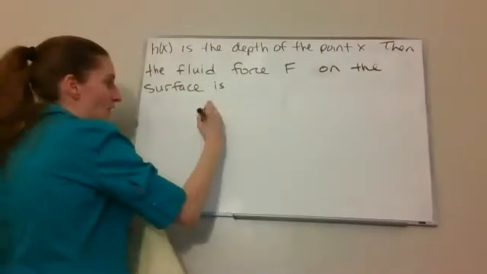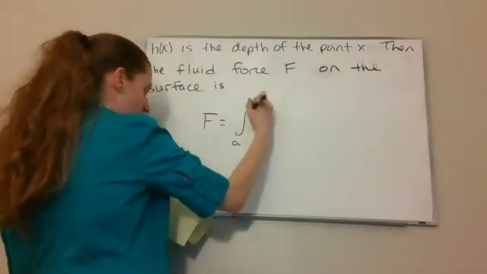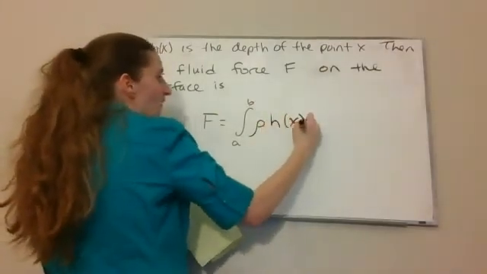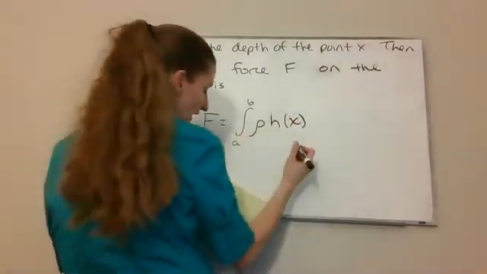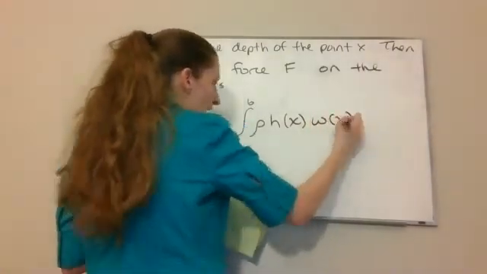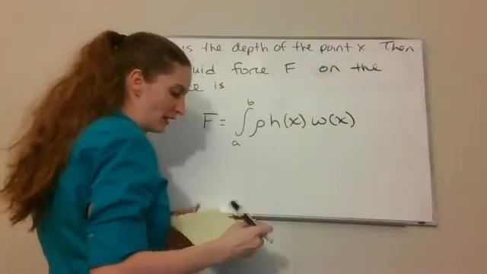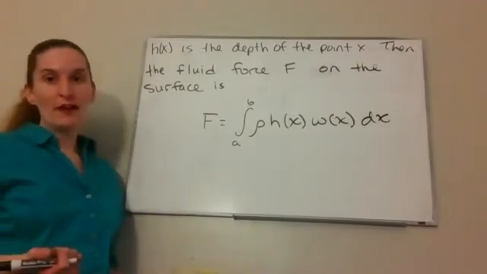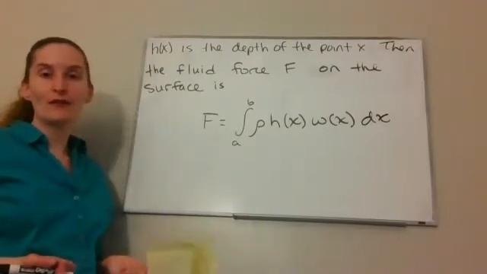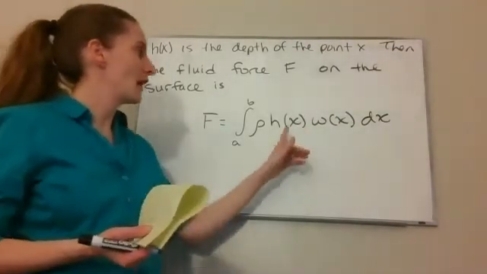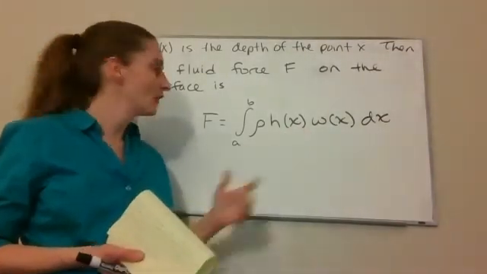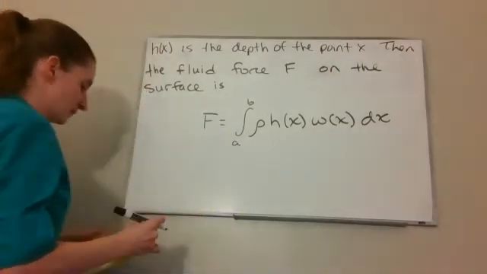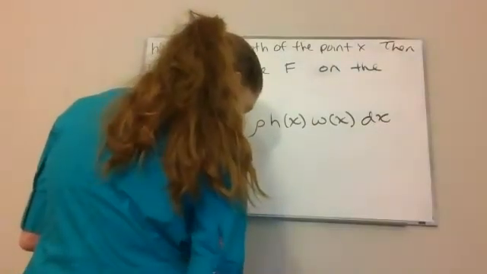We get F equals an integral from a to b of rho, the weight density, times h of x, the depth at the particular point x, times w of x, the width of the surface at that point x, with respect to x. So if we're going to find the fluid force on the surface, we just need to find formulas for the width and for the depth of that particular surface, and we need to know the weight density of the fluid. So let's do a couple of examples with that.